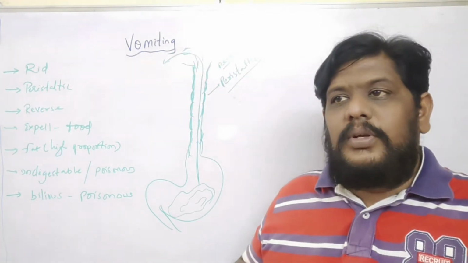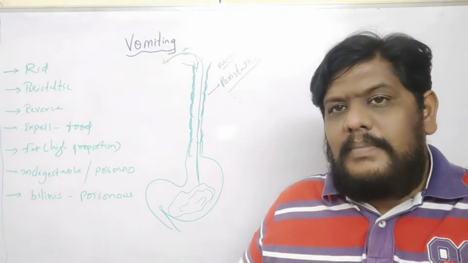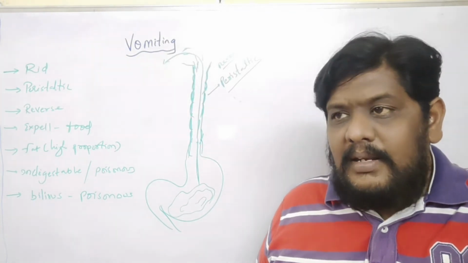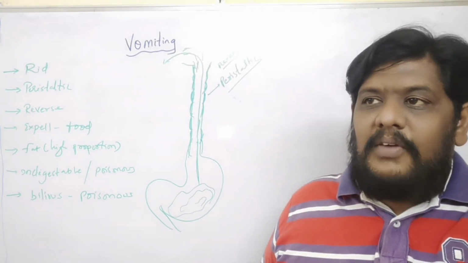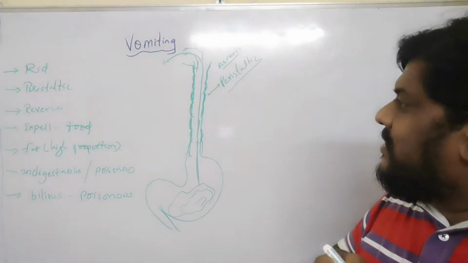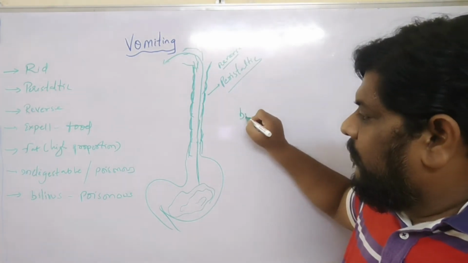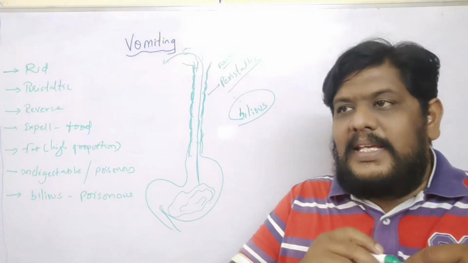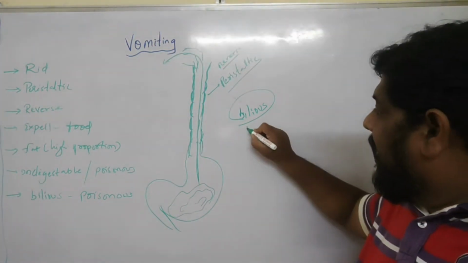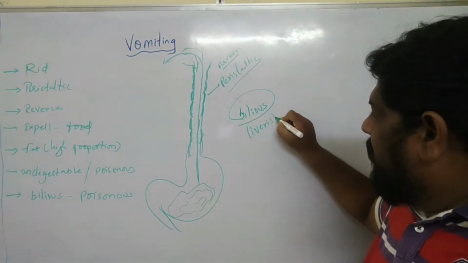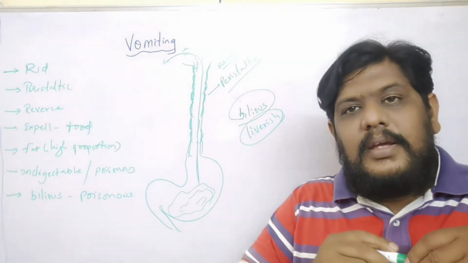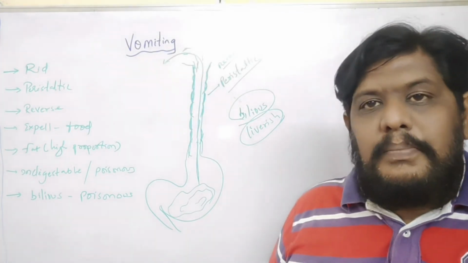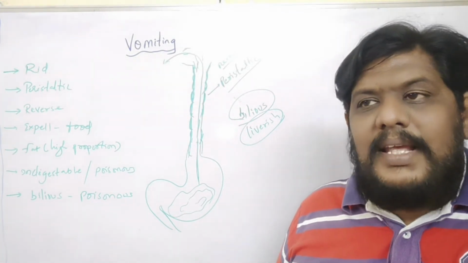So this is about vomiting, and the vomit which comes sometimes will be absolutely greenish in color, isn't it? This greenish color vomit is basically called bilious, or you can also call it liverish. The green color vomit which is sent out is also called bilious, or liverish.